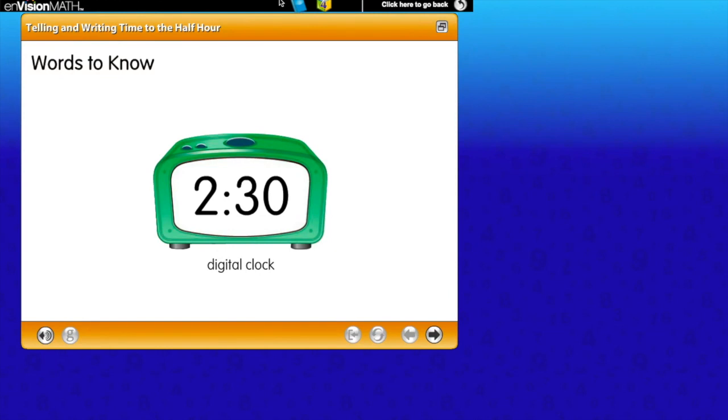Today we're going to talk a little bit about telling and writing time to the half hour and what that means. Now, in lessons before, earlier this week, we learned all about telling time to the hour. So we're going to learn what a half hour is and what it looks like. Let's take a look at our words to know. Digital clock.